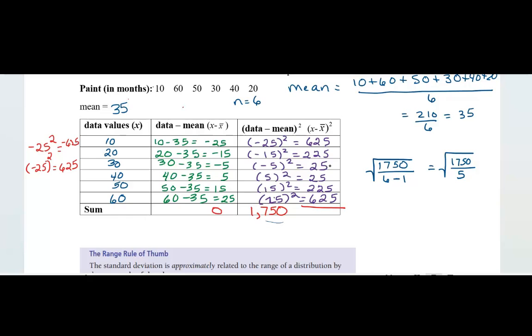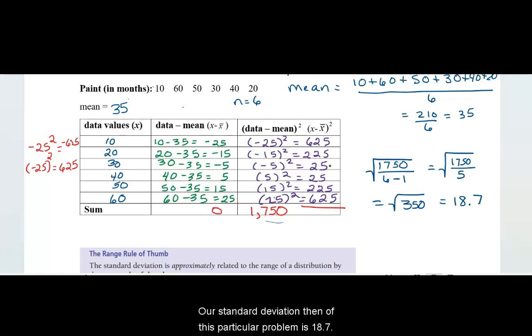Okay, so you can do this in one step, or you can first divide, and I'll just show you what happens when you divide. So this gives me the square root of 350. The next step is you would take the square root of that, and let's just round to the nearest tenth. Again, you'll see what the problem asks you to round to, but we're going to say 18.7. Our standard deviation then of this particular problem is 18.7.